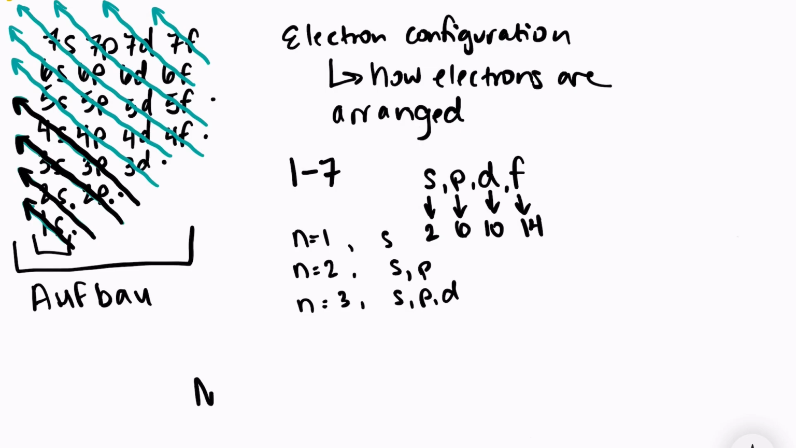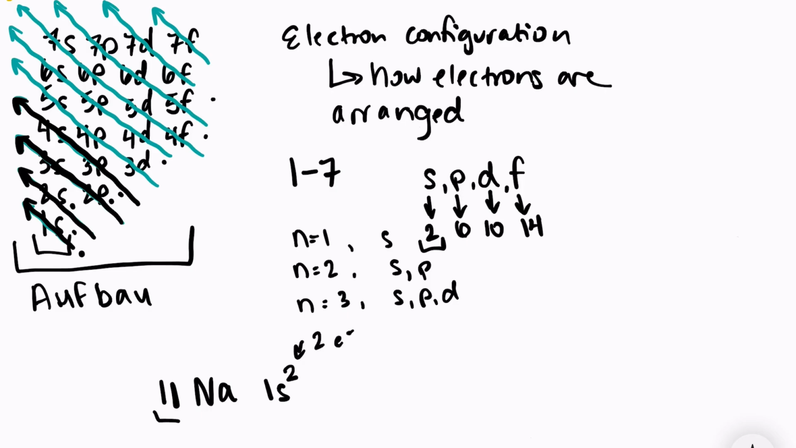Let's start with sodium. Sodium, if we look on the periodic table, has the atomic number of 11, which means there's 11 protons and 11 electrons. So how could we write the electron configuration for sodium? Remember, we're just writing out how the electrons are arranged within the atom. So we're going to start with our Aufbau diagram at 1s. We can fit 2 electrons in 1s. So I'm going to put 1s with an exponent of 2. And that stands for 2 electrons can fit in 1s.